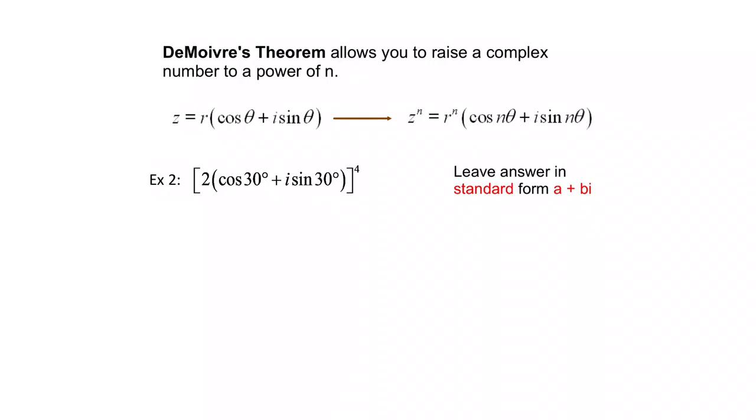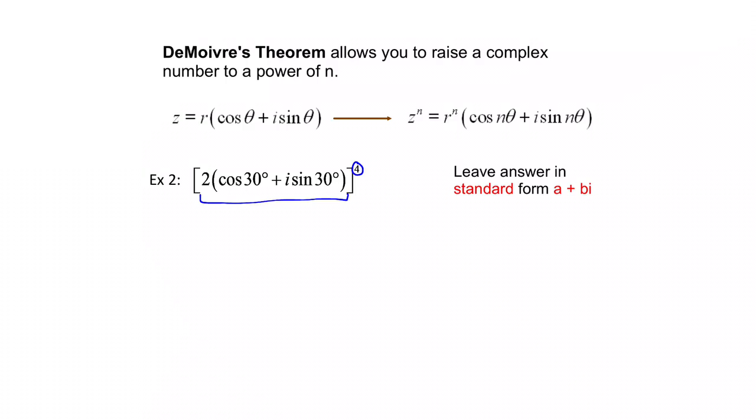Okay, so let's go ahead and take a look at an example. 2 times cosine of 30 degrees plus i times sine of 30 degrees raised to the 4th power. So this whole thing right here represents your complex number. And it is being raised to the 4th power. Okay?